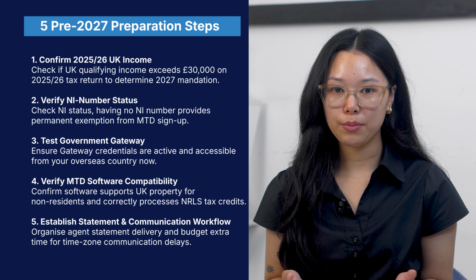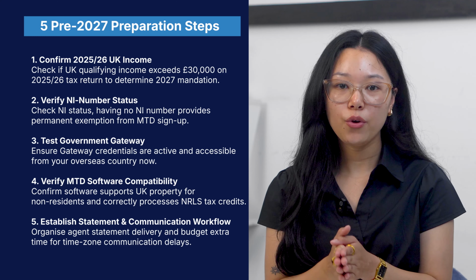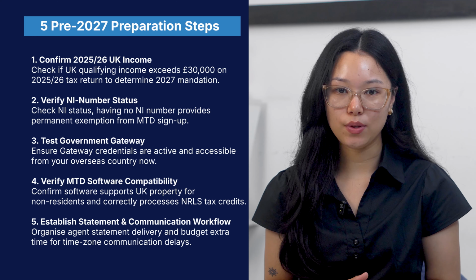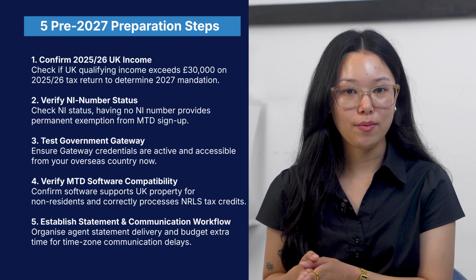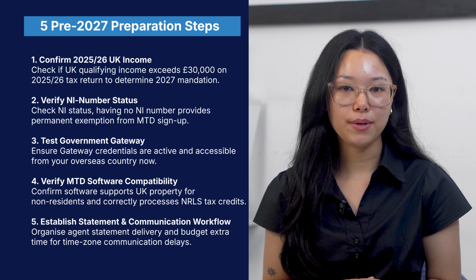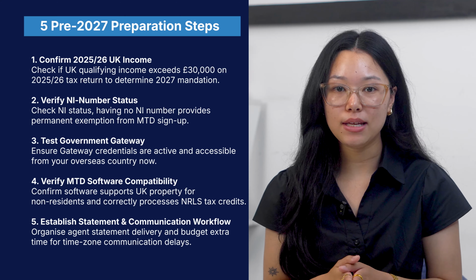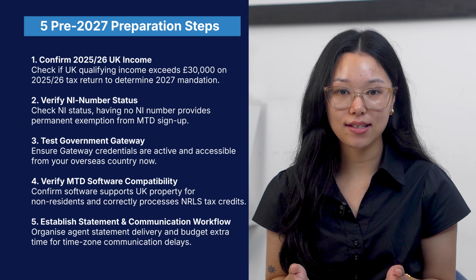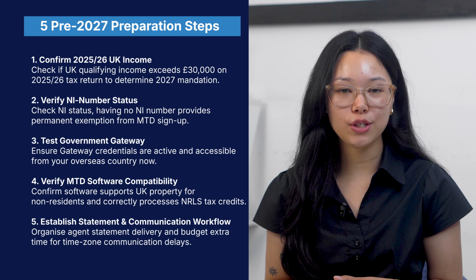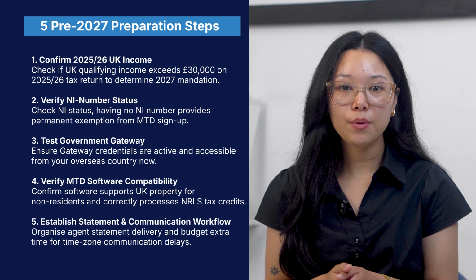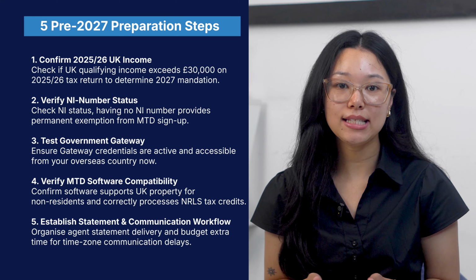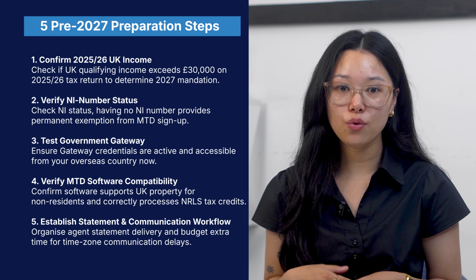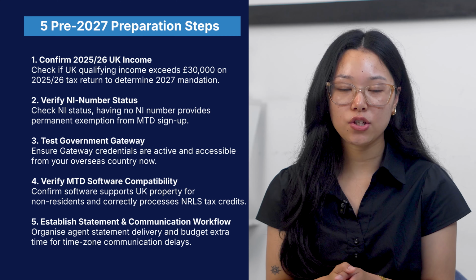Five things to do before April 2027. One: confirm whether you'll have UK qualifying income over £30,000 on your 2025-26 return. That's what decides 2027 mandation. Two: check your NI number status, because no NI number may mean permanent exemption. Three: make sure your Government Gateway account is active and accessible from where you live. Fix it now, not in 2027. Four: confirm your software handles UK property for non-residents and the NRLS credit. Five: sort out how agent statements reach you or your accountant, and budget for the extra time the time zones and liaison take.